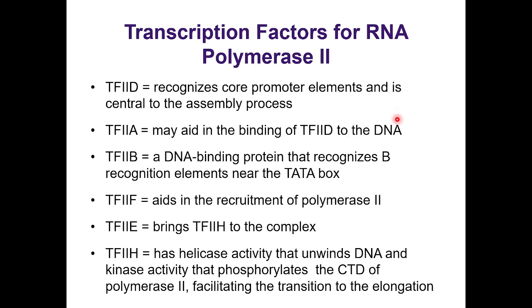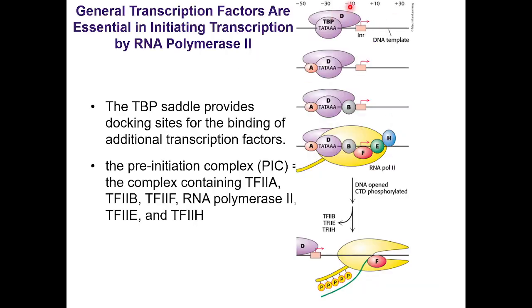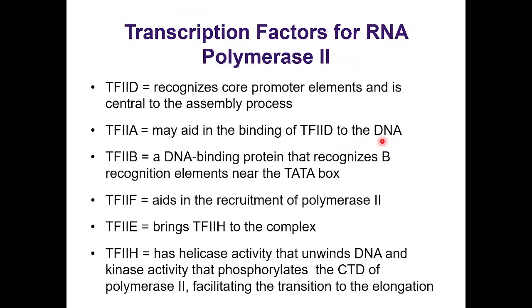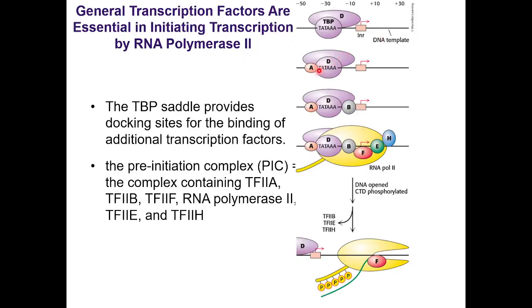Okay. So the TF2D is going to be the one that recognizes core promoter elements. It's going to be central to the assembly process. And this is that TF2D, of course. That's where it actually recognizes it, and we end up attaching the TBP to that. The TF2A may aid in your binding of your TF2D to the DNA. And so this is going to come in.